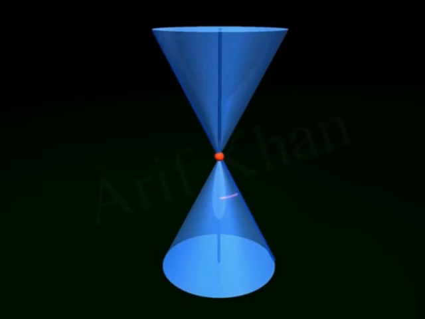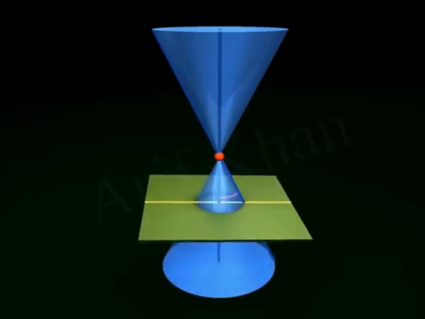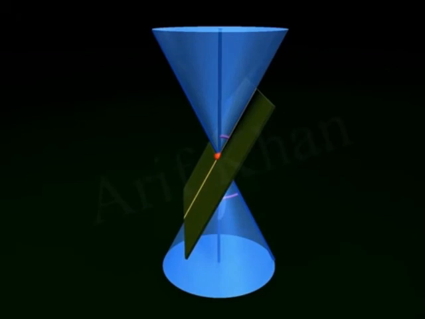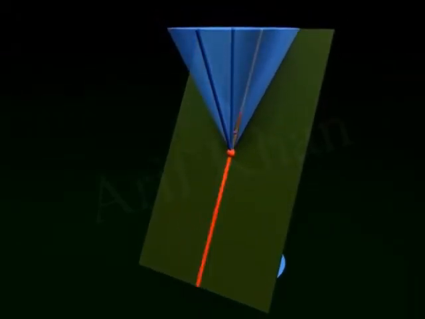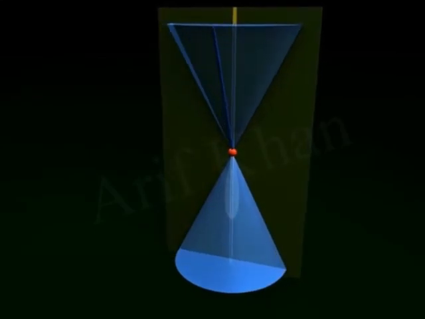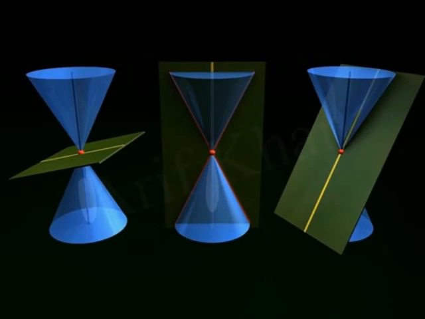Degenerate conics. If the plane intersects the double right circular cone at its vertex, the ellipse becomes a point. The parabola becomes a line, and the hyperbola becomes two intersecting lines. The figures so obtained are called degenerate conics.